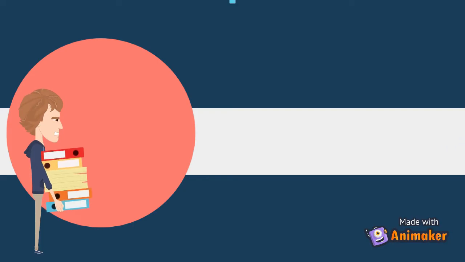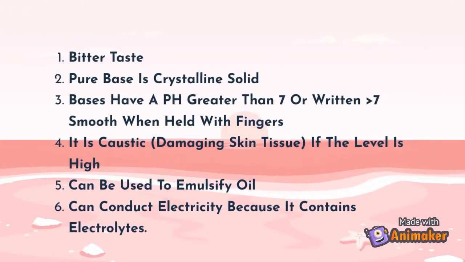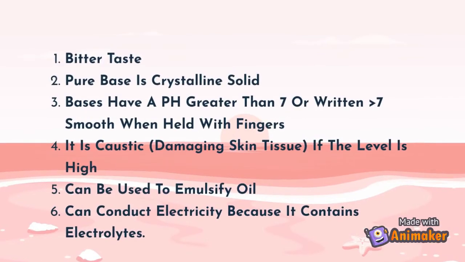First, bases have a bitter taste. Pure base is a crystalline solid. Bases have a pH greater than 7. Base is caustic, or damaging to skin tissue, if the level is high. Base can be used to emulsify oil, and the last, base can conduct electricity because it contains electrolytes.